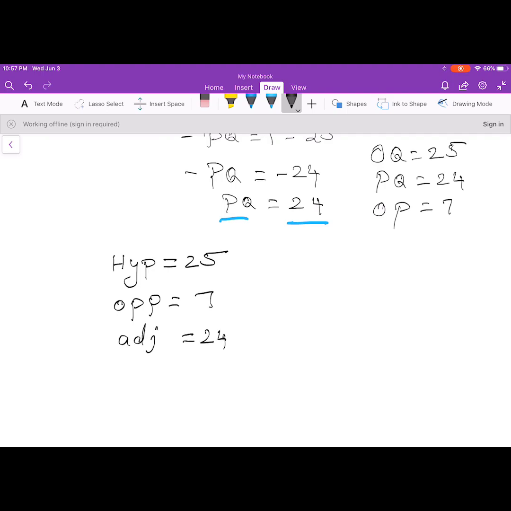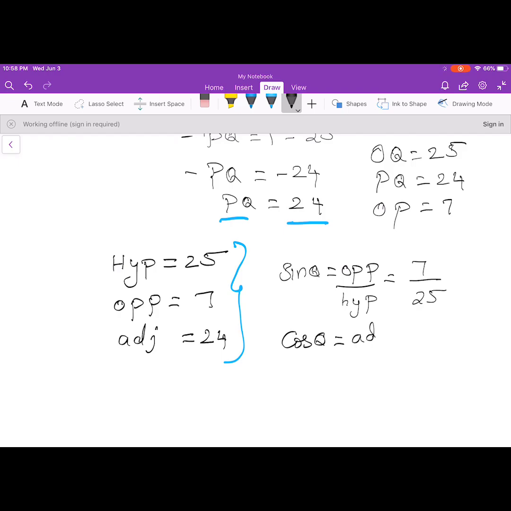Now using this, I can easily solve for sine Q and cos Q. Sine Q is opposite by hypotenuse, that is 7 by 25. And cos Q is adjacent by hypotenuse, that is equal to 24 by 25. So we got the answer.